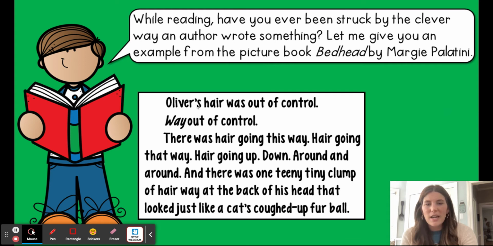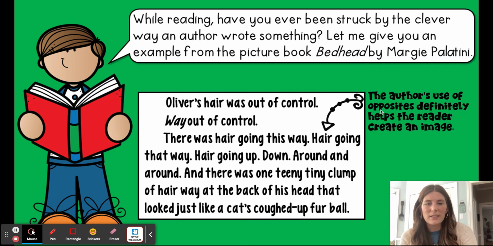It says, Oliver's hair was out of control. Way out of control. There was hair going this way, hair going that way, hair going up, down, around, and around. And there was one teeny tiny clump of hair way at the back of his head that looked just like a cat's coughed up fur ball. So that's pretty funny, right?